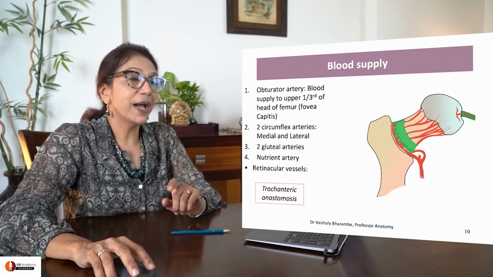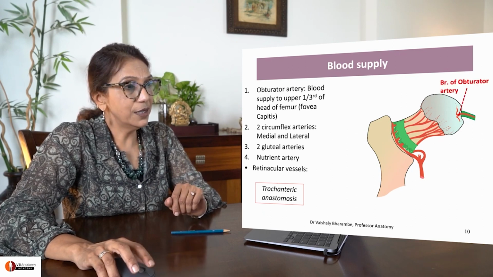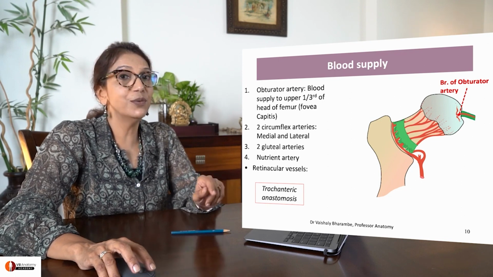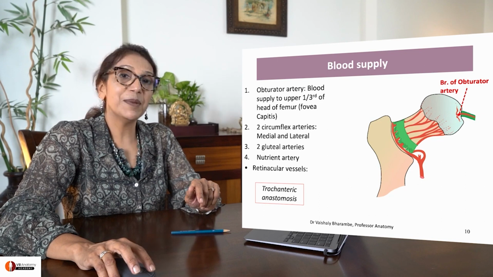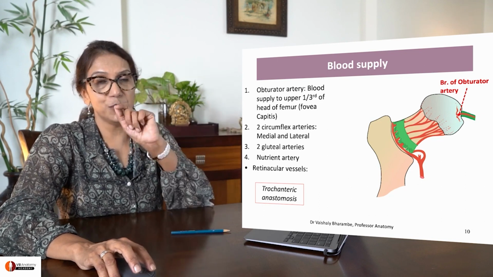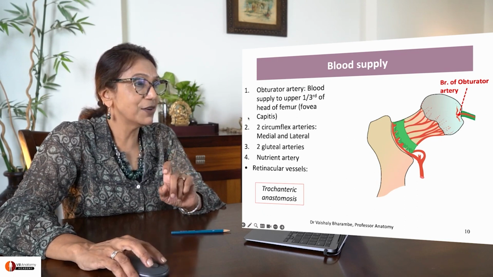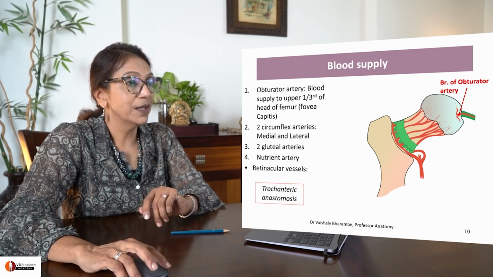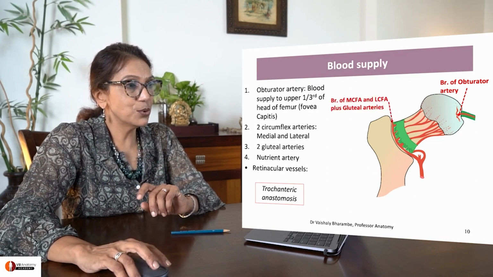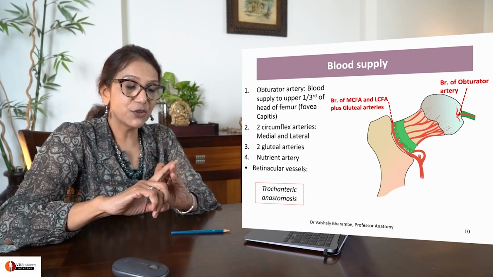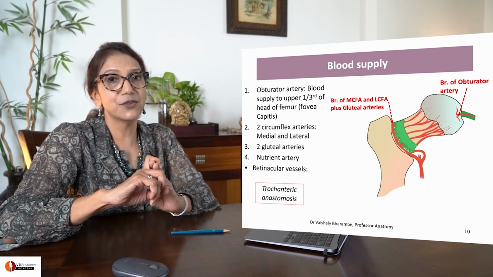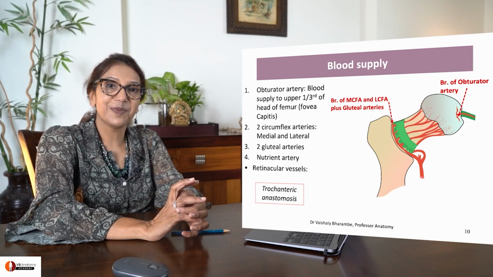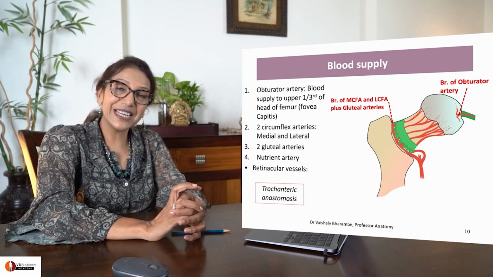So now let me take you back to the blood supply of the hip joint. Here you're seeing the branch of obturator artery entering into the head of femur through which ligament? Through the ligament of the head of femur, or ligamentum teres femoris, supplying the upper one third of the head of femur called fovea capitis. Now this is an anastomosis of medial circumflex femoral, lateral circumflex femoral and gluteal arteries. I think you should be able to tell me what this anastomosis is called. Can you? Yes, it's called the trochanteric anastomosis.